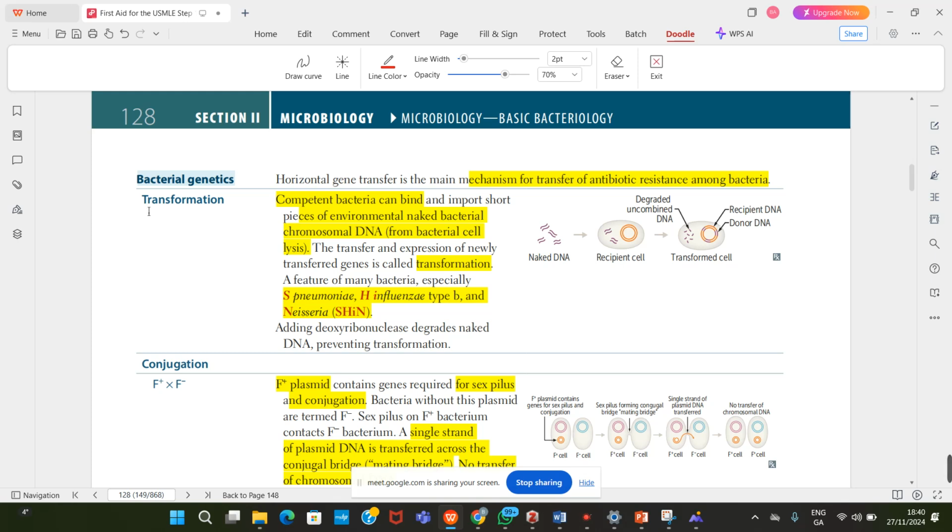So the first one, we are going to be talking about the first principle to allow for this gene transfer, which is transformation. Transformation is simplest. So what happens in transformation?